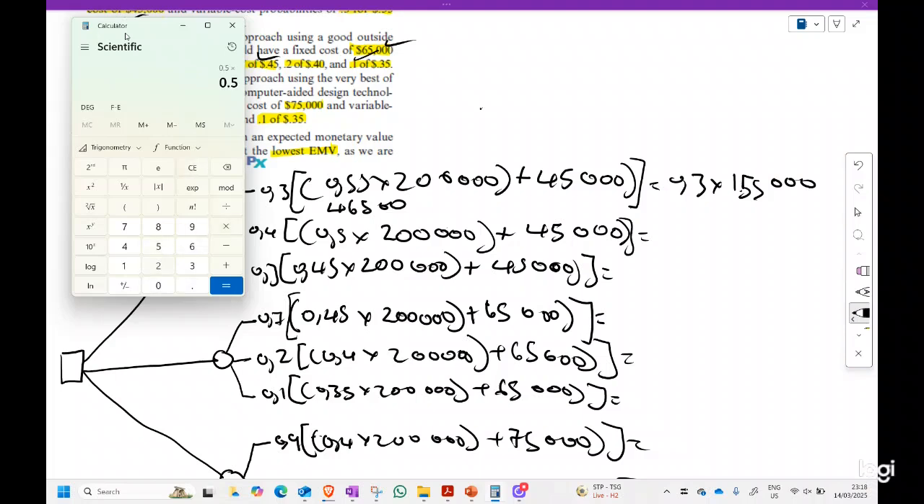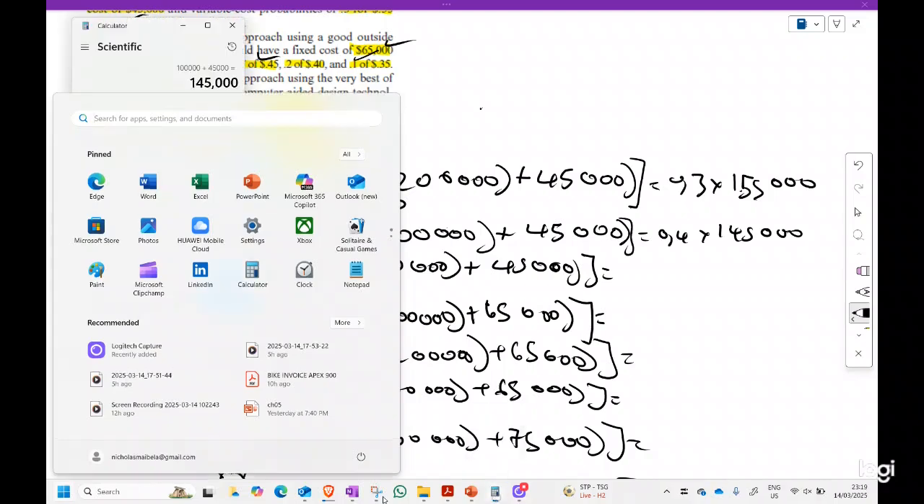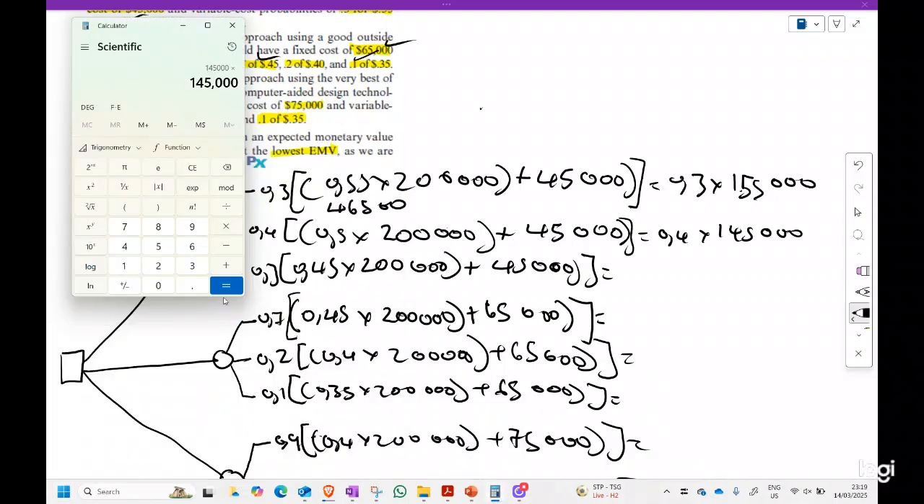0.5 multiplied by 200,000, which is 100,000. This one plus 45,000, 145. 0.4 multiplied by 145. Good, with using a calculator, you can go straight to the answer, but it's nicer when you collect these part marks gradually. It will help you.